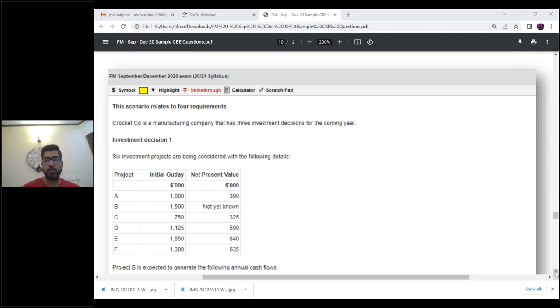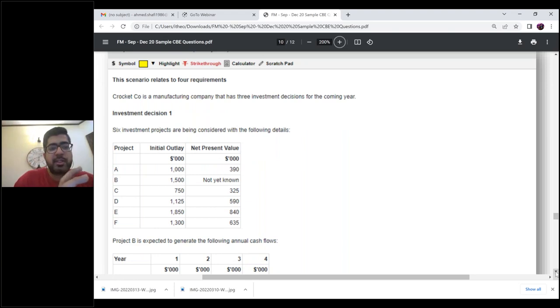Let's start. This is a question from the December 20 attempt of ACCA. This scenario relates to four requirements. Crockett Company is a manufacturing company that has three investment decisions for the coming year. Investment decision one.